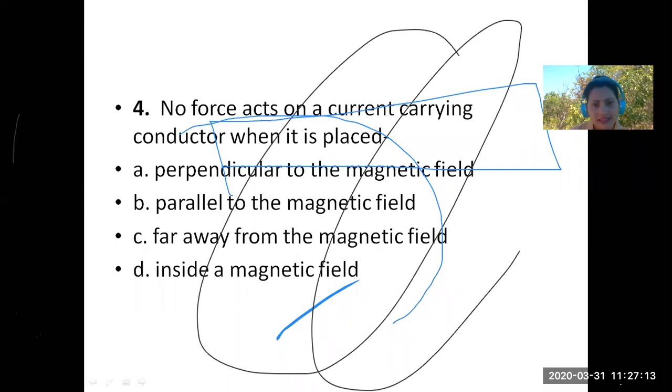No force acts on a current carrying conductor when it is placed parallel to the magnetic field. B, ma'am. Yes, B is the right answer.